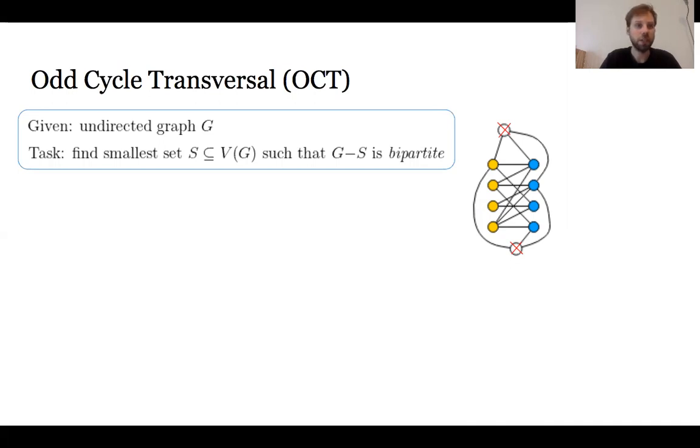This problem is odd cycle transversal, in which we want to find the smallest set of vertices to hit all the odd cycles in the graph, or equivalently, whose removal makes the graph bipartite.